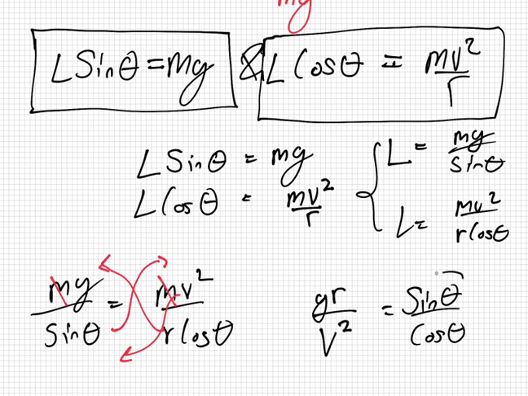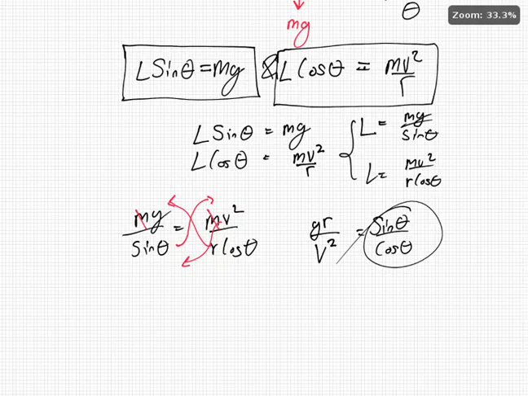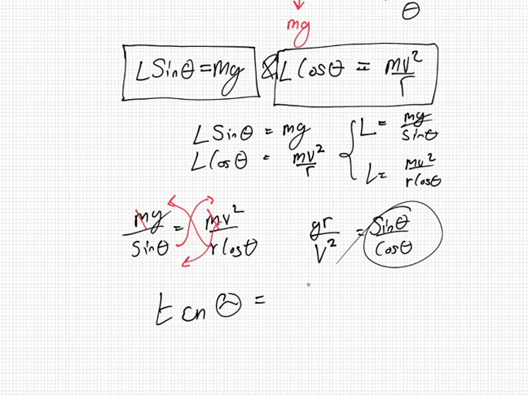Who remembers what sine over cos is? Tan. So you end up with this. Tan theta equals g r over v squared.